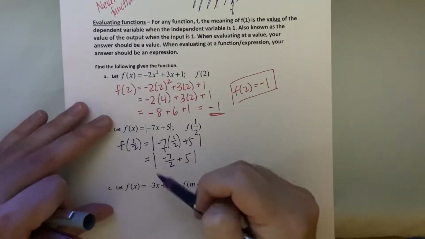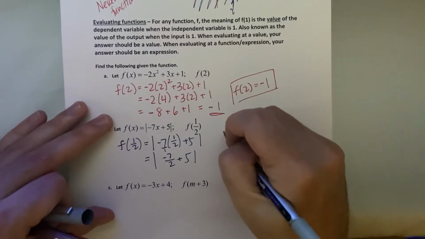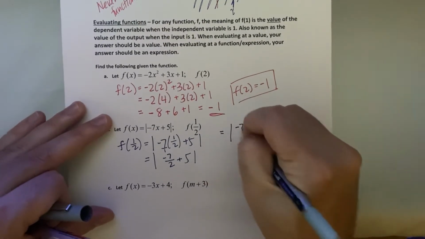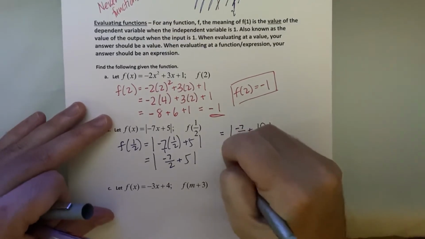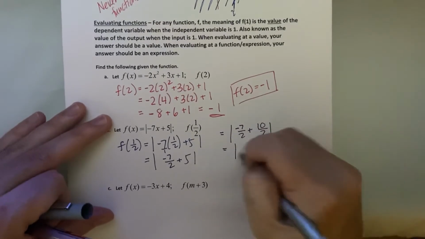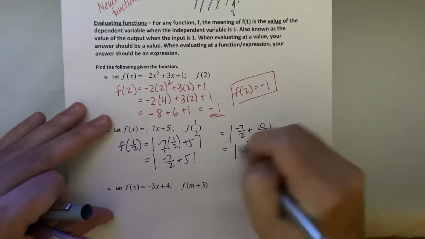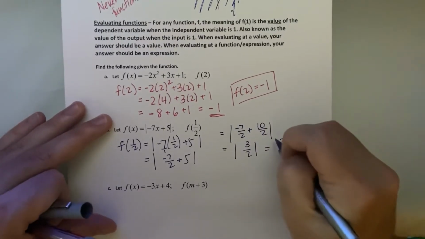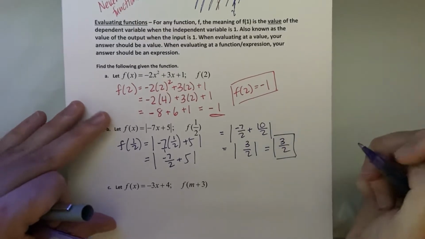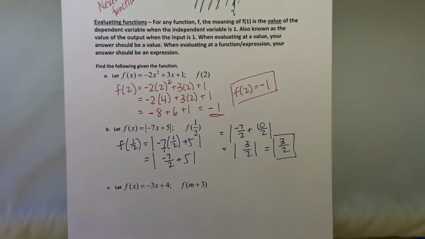In order to add a fraction and a whole number, you can make them both fractions. 5 is 10 over 2, the common denominator. Negative 7 plus 10 is 3/2. Now, because this is positive, the absolute value, it's already positive. It measures distance, so there's nothing else to do. So f of 1/2 is 3/2.